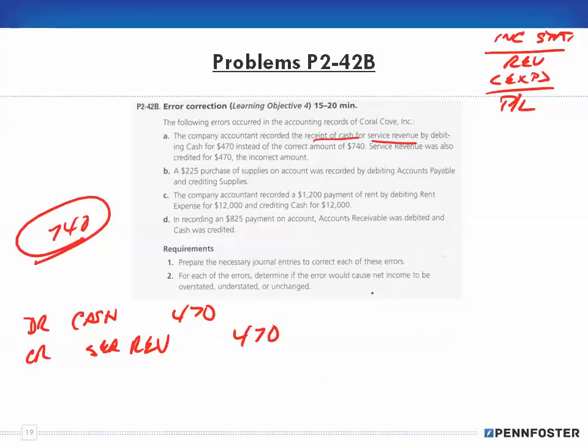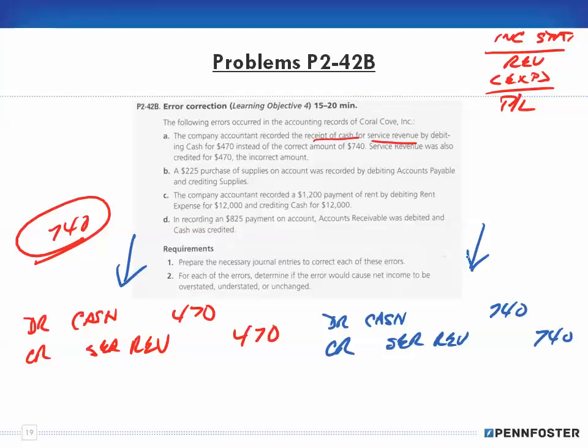So what's the transaction saying? Am I affecting cash? Yes. Is cash increasing or decreasing? It's increasing. Cash is an asset, and I increase my assets on the debit side. So I would debit cash for $740, and then I have to credit something else, and I'm going to credit service revenue. That's the correct journal entry that should have been made. So this one is wrong, and obviously this one is right.